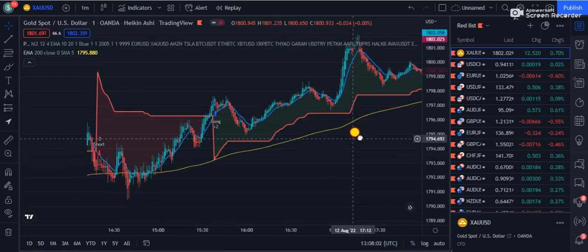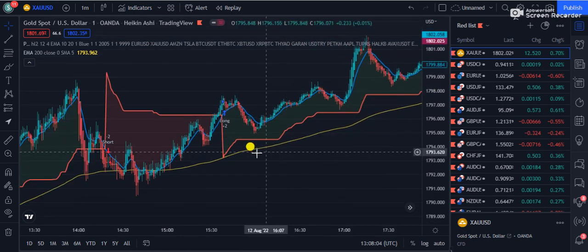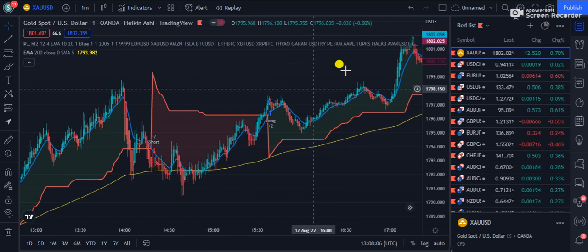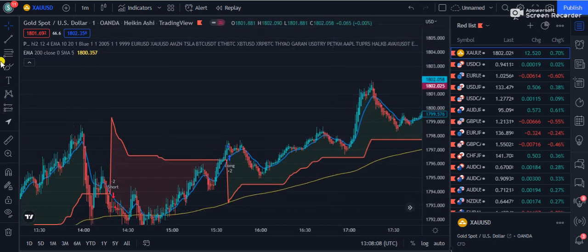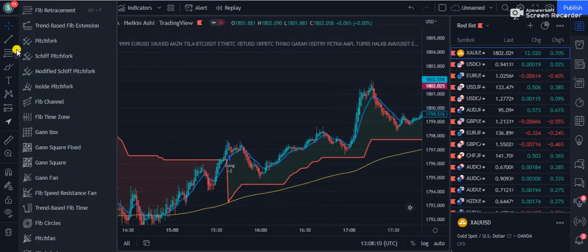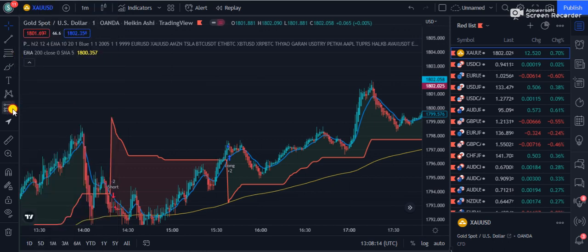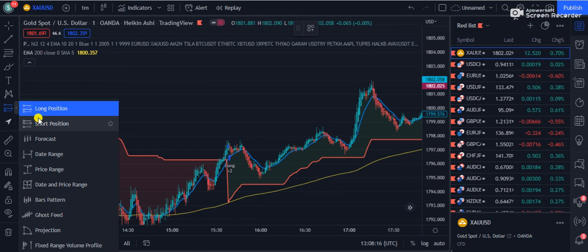So I'm going to minimize my screen a little bit. Okay, long signal, you can see a perfect entry, right? While using this strategy, please make sure that you do not use very high lot sizes, because sometimes it goes for a little bit of retracement.